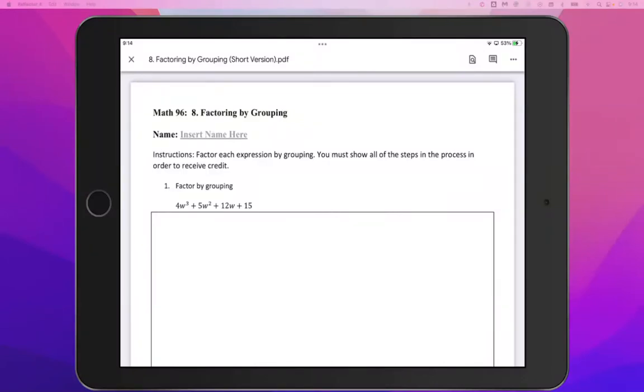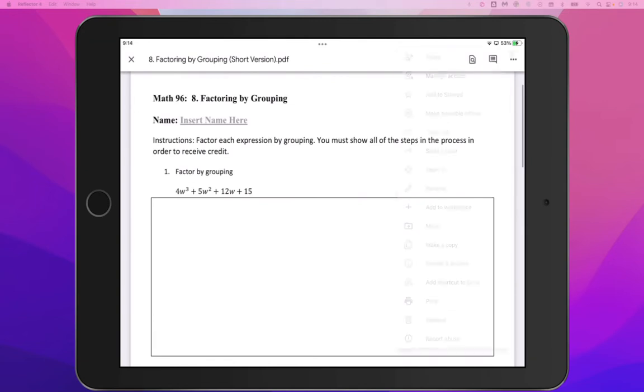Okay, so factoring by grouping. I personally think that this is a fun one.